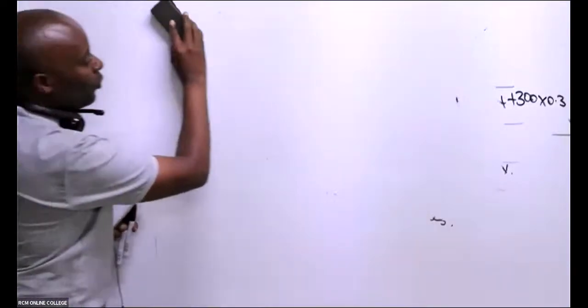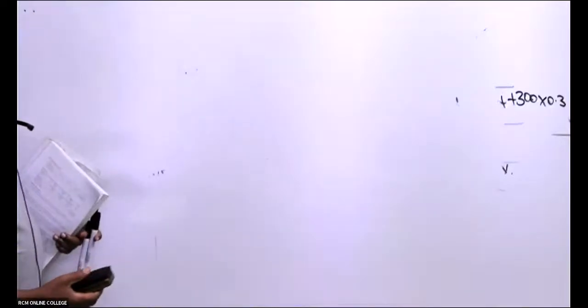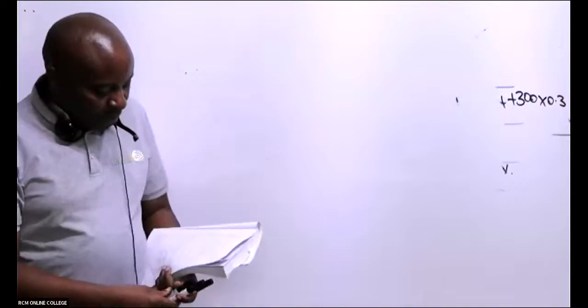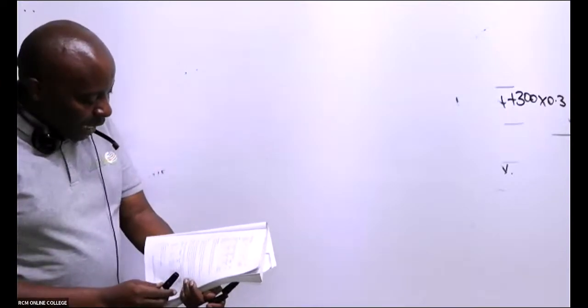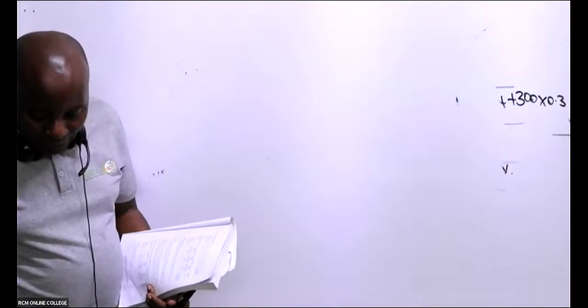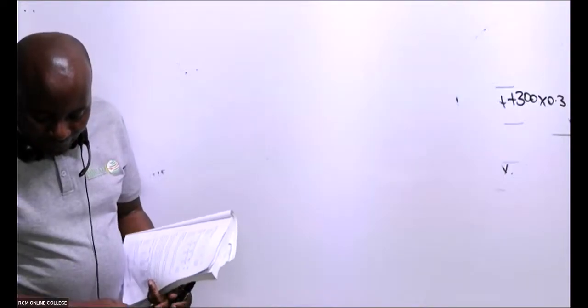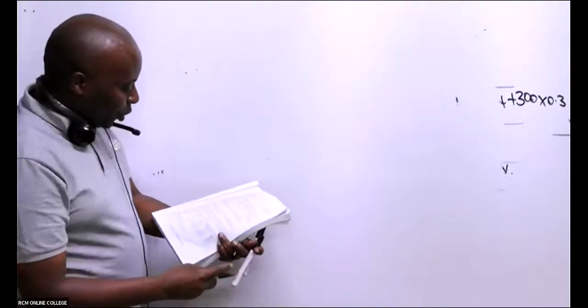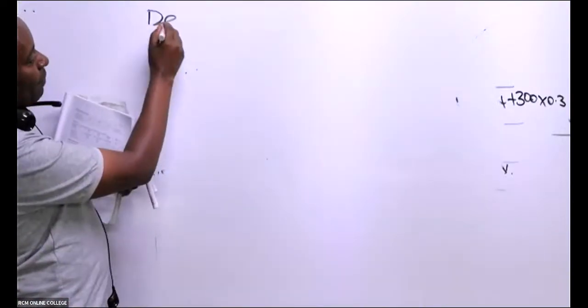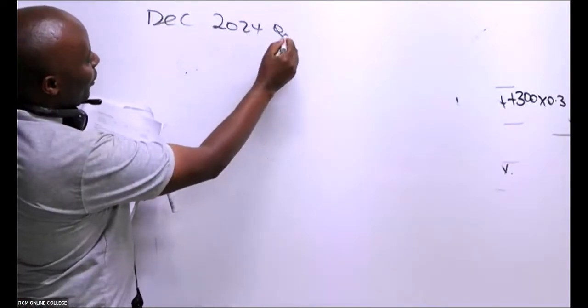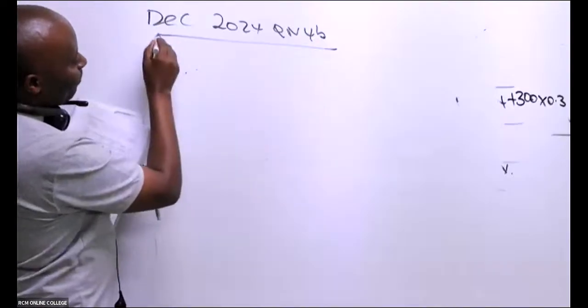So December 2024, question number 4B, do you have it? Do they have it? The online ninjas, have they been able to get it? The name of the question is Lambda. December 2024. Question number 4, what year?